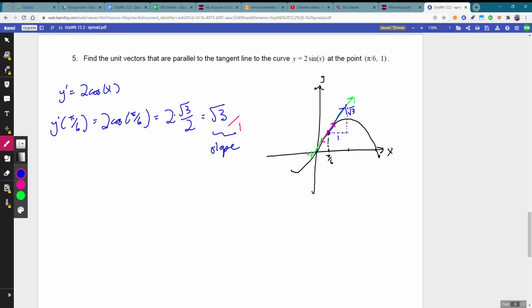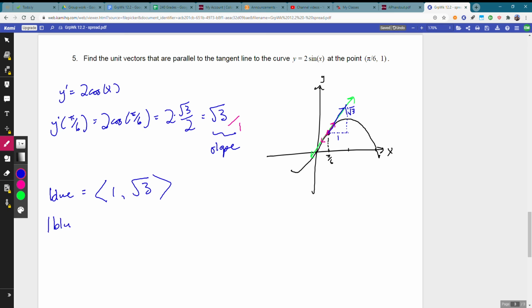This is analogous to, say, if our slope was 7, well then if we ran 1 in the x, then we'd rise 7 in the y. And so right here, we can see from our picture the change in x and change in y that we'd have. And so we can write down the component form of this blue vector here. So our blue vector, in the change in x, we can have 1. Change in y, we'll have root 3. But this is not a unit vector. We need to scale it so that it is.